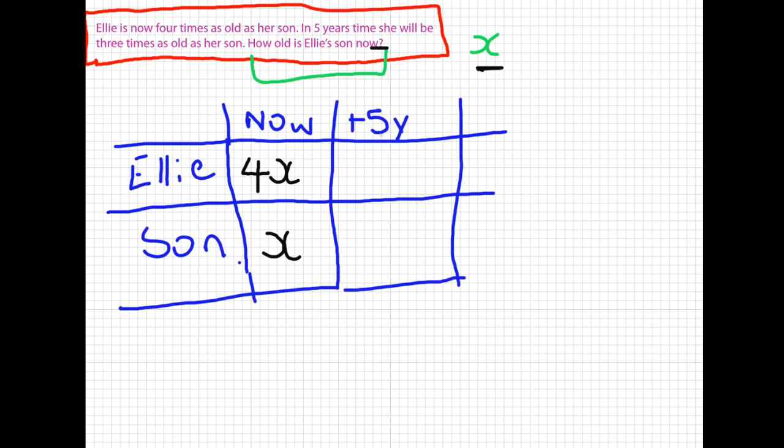Now let's look at plus 5 years. So in 5 years' time, how old will the son be? Well, if the son is x years old now, then in 5 years' time he's going to just be x plus 5. Now here's our little thing. If Ellie is at the moment 4x years old, then in 5 years she's going to be 4x plus 5. But we also know back in our problem that in 5 years' time she'll be 3 times as old as her son.